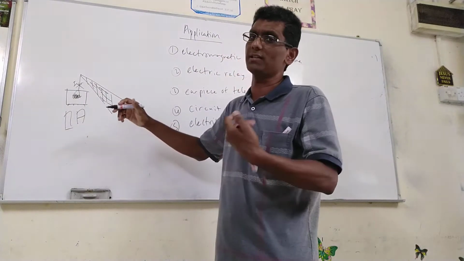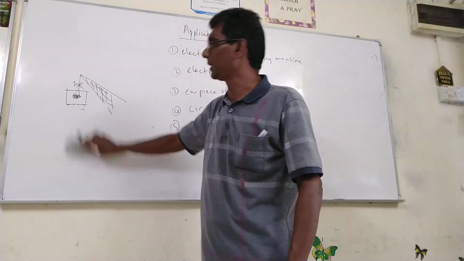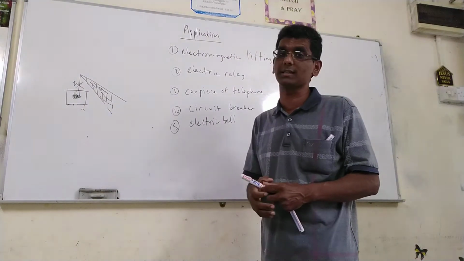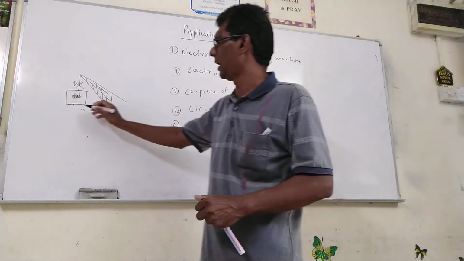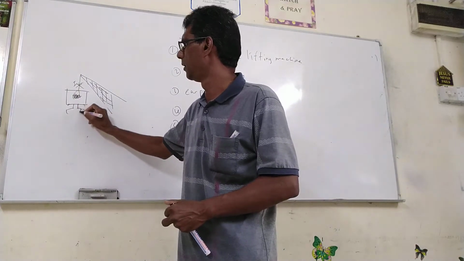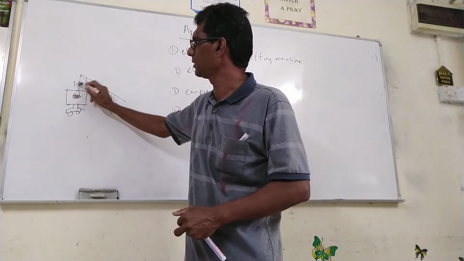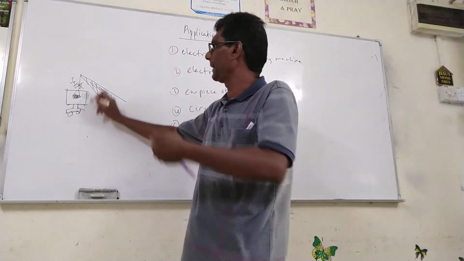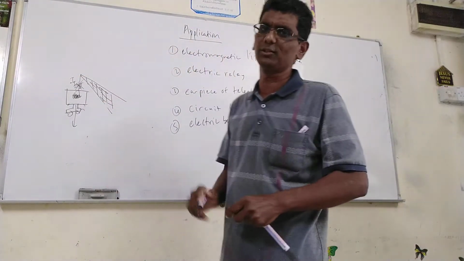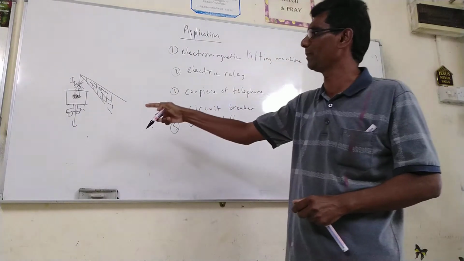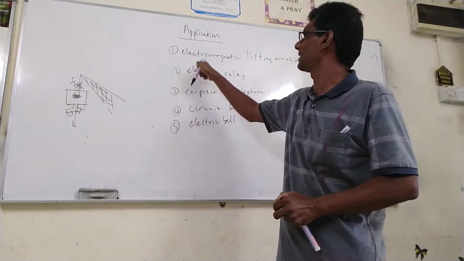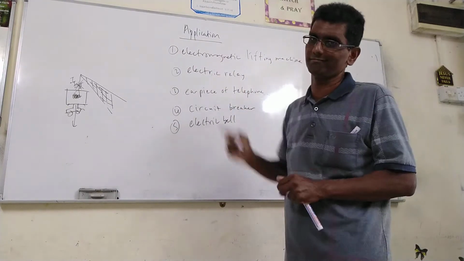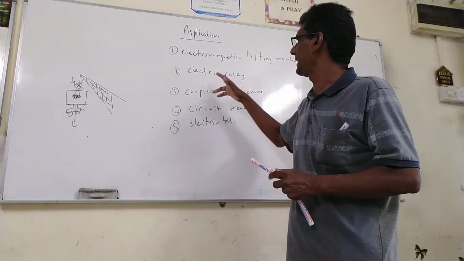This is something like what we use to demolish or destroy old cars. They take the cars. When the current flows, the car is lifted up, and when the current is cut off, the car drops. So this is the electromagnet used in the electromagnetic lifting machine. Okay, next one, electric relay.